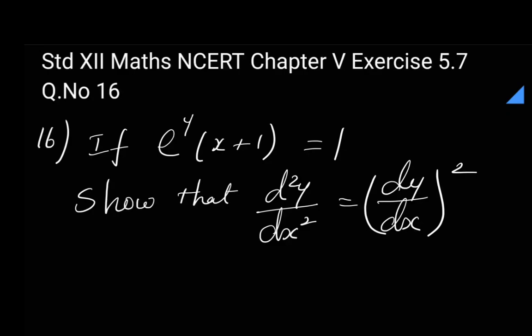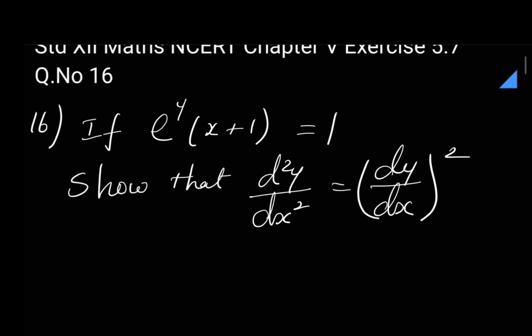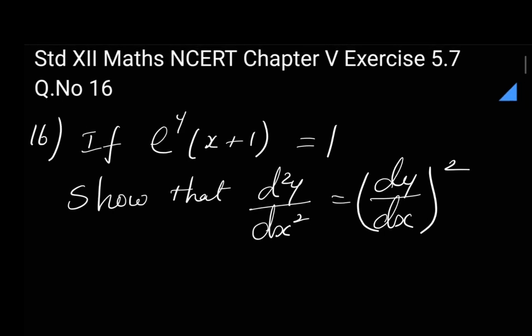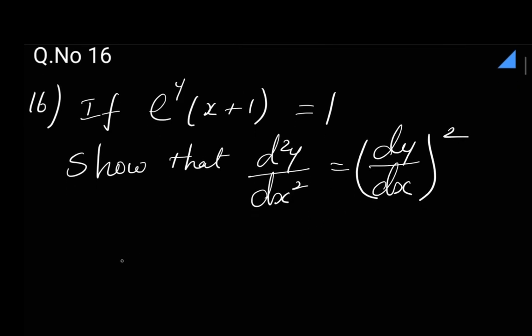12th Maths, Chapter 5, Exercise 5.7, question number 16. If e power y into x plus 1 is equal to 1, show that d squared y by dx squared is equal to dy by dx the whole squared.